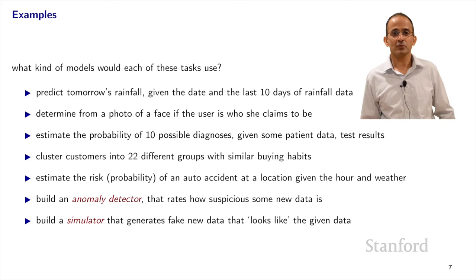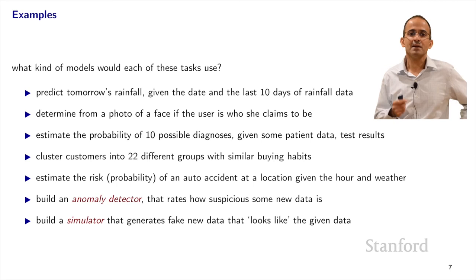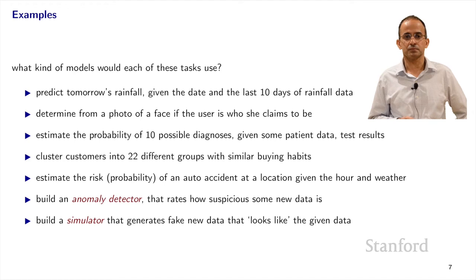So again, this is supervised learning. This is not regression, this is classification, because there's only a finite number of possible people that the user could be. Here's another example. Estimate the probability of 10 possible diagnoses given some patient data and test results. Again, this is classification. We're trying to figure out one of 10 possible answers, and we're given data and test results. So this is supervised learning. It's classification.